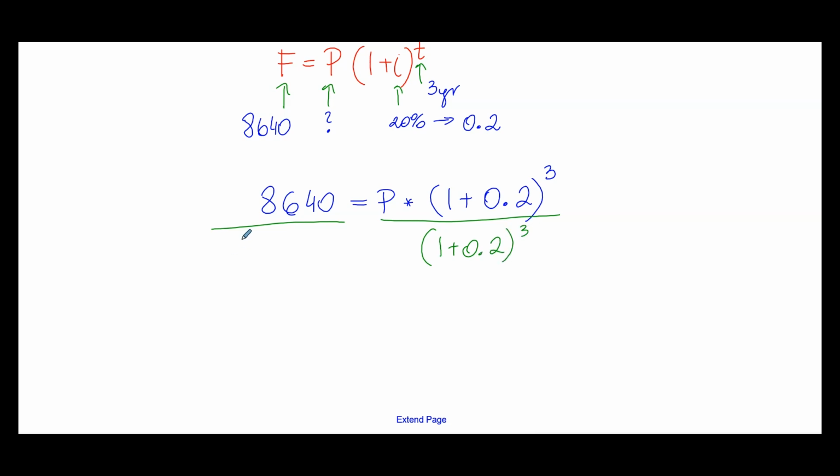Let's not forget, always when you have a multiplication, you divide each element of that equation. So that means P is equal to 8,640 divided by my bracket, which is 1 plus 0.2 to the power of 3. And we put that in the calculator, we press equal, and we get that she bought that for 5,000.